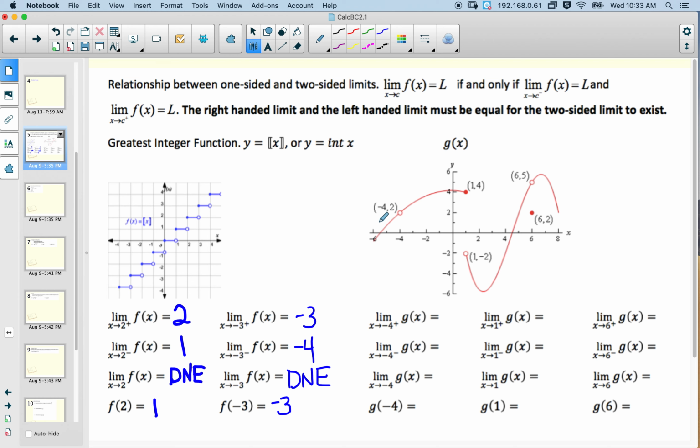Okay, let's try another example. This is just a piecewise function. The limit as x approaches -4 from the positive side looks to me like it's going to be 2. The limit as x approaches -4 from the left-hand side, the negative side, is also equal to 2. And here the limit from the left and right are the same. So therefore the two-sided limit is equal to 2. Now g of -4, if we look, it's undefined. It's not defined in this piecewise function, so we're going to write does not exist.